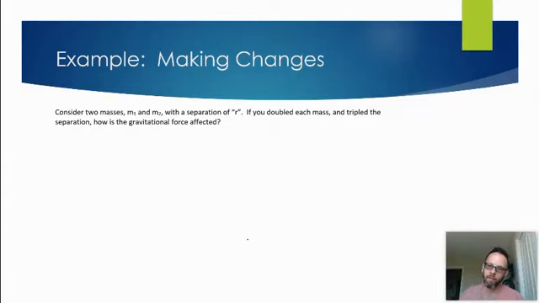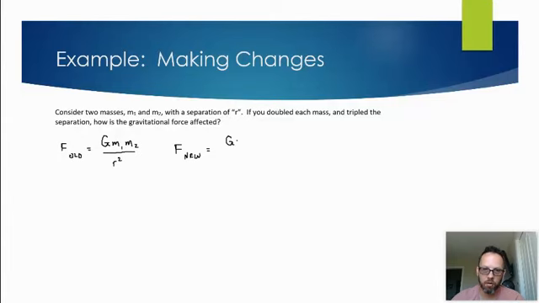There's lots of ways to do problems like this. You could just plug in numbers and compare numerically how it works. I kind of prefer to do things in a general sense. So I'm just going to say F old. The old gravitational force between these guys would be G M1 M2 over r squared. But now we're going to change things.